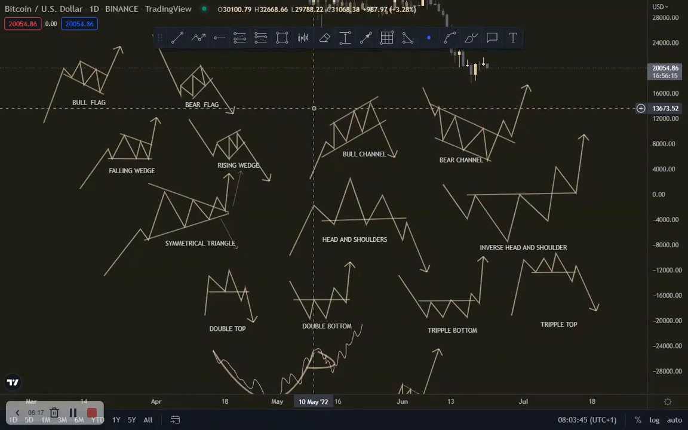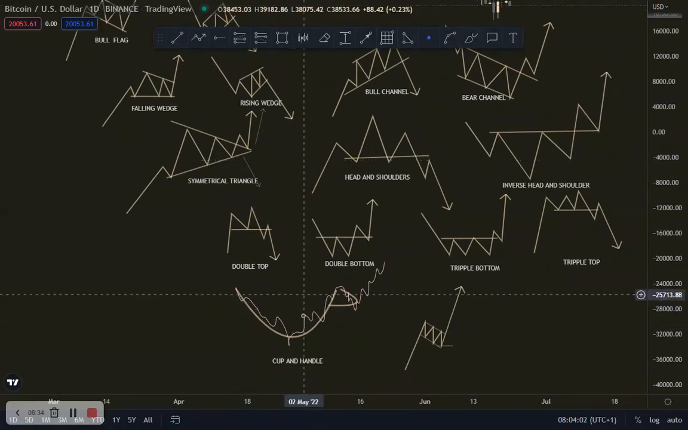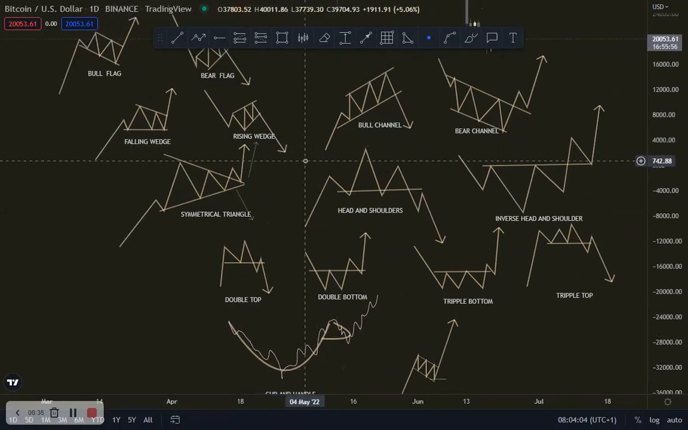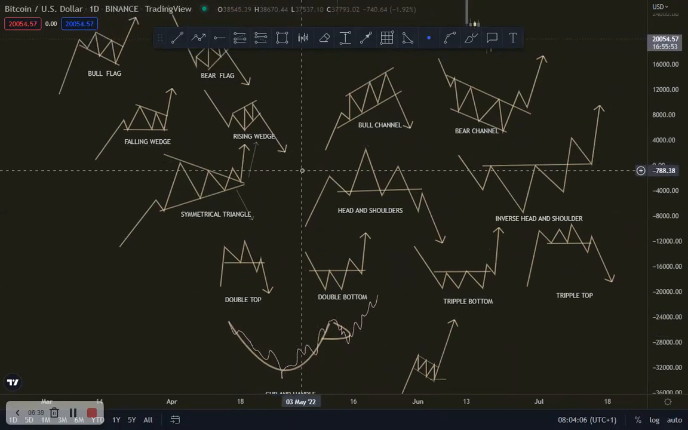So, right, what else about these patterns? We have the types of chart patterns. We have the flag, the wedge, the symmetrical triangle, the head and shoulders, inverse head and shoulders, double top, double bottom, triple bottoms, cup and handle. We have this cup and handle, right? So we're gonna move into explaining these chart patterns.